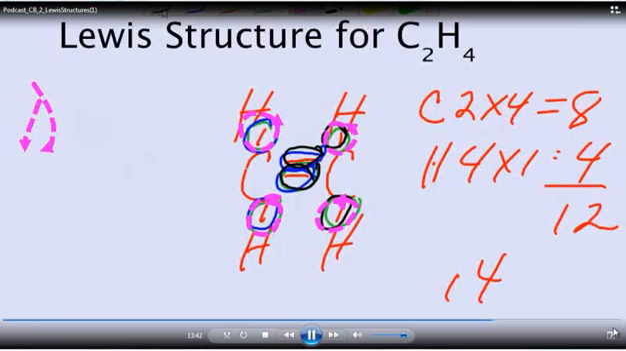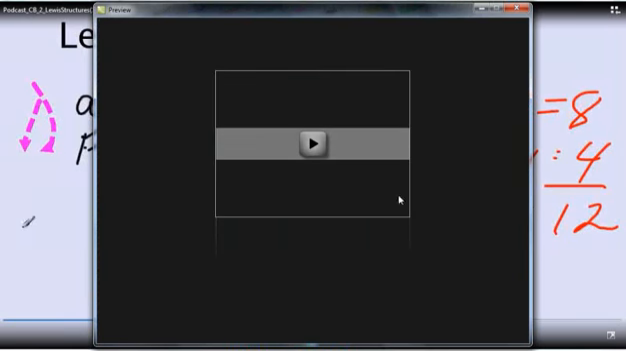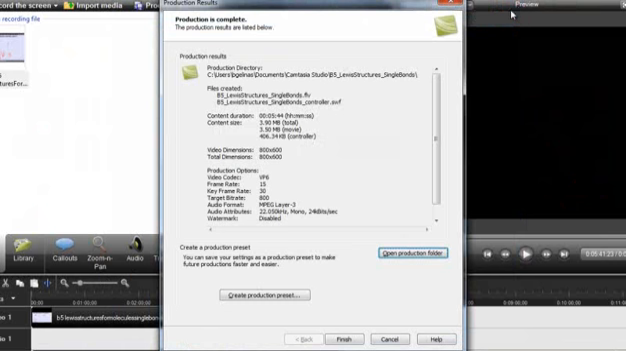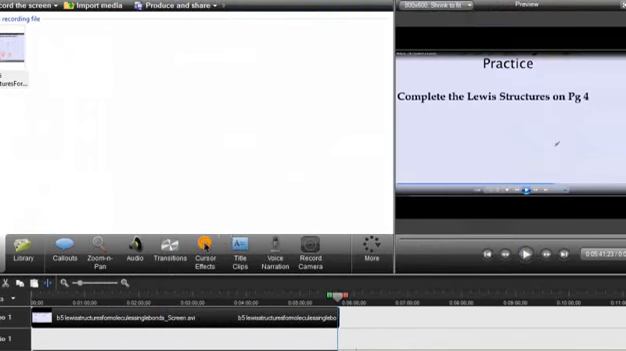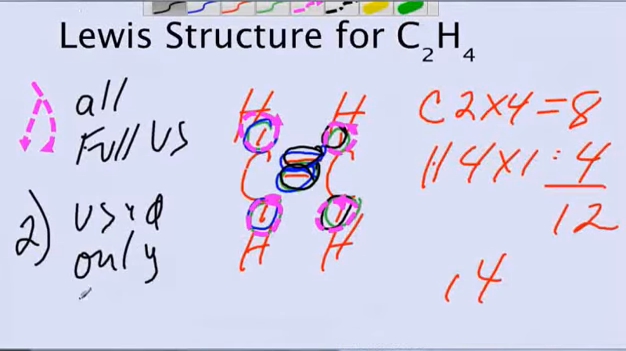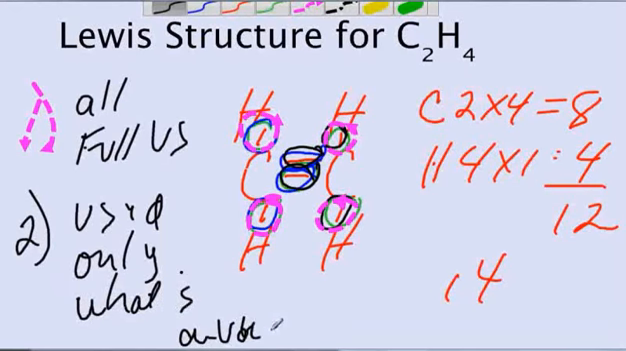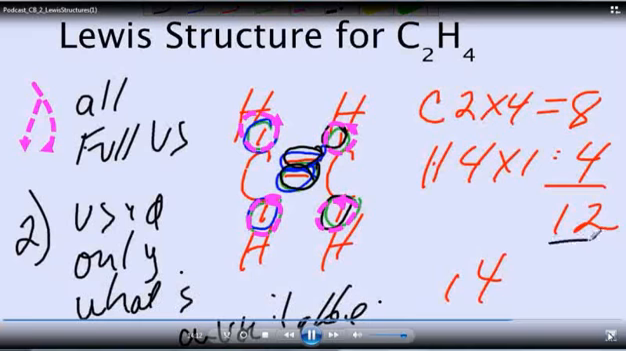The first rule is that all have a full valence shell, right? That's 8 electrons for everything other than hydrogen. And the second rule was I've used only what's available in terms of valence electrons, those that come from adding up. I've only used the 12. Okay? Let's try another one.